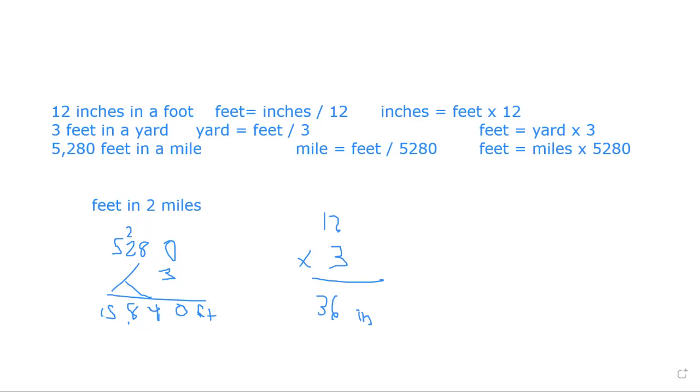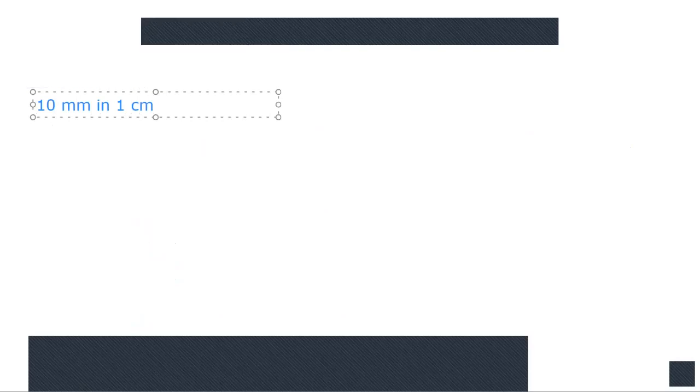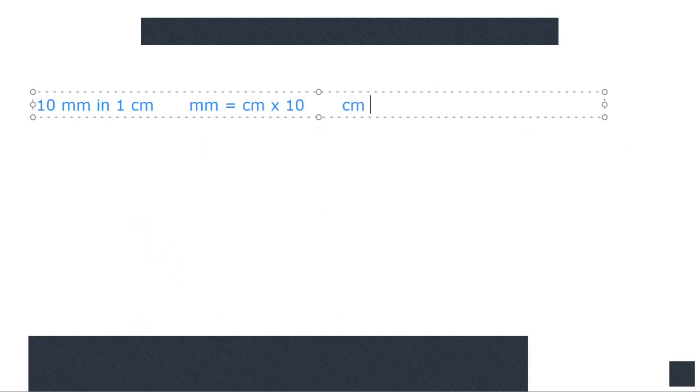All right, so I'm going to clear and let's talk about the metric. Metric is a lot easier. We have 10 millimeters in 1 centimeter. So if I want to know the number of millimeters, it's equal to centimeters times 10. Centimeters will be equal to millimeters divided by 10.